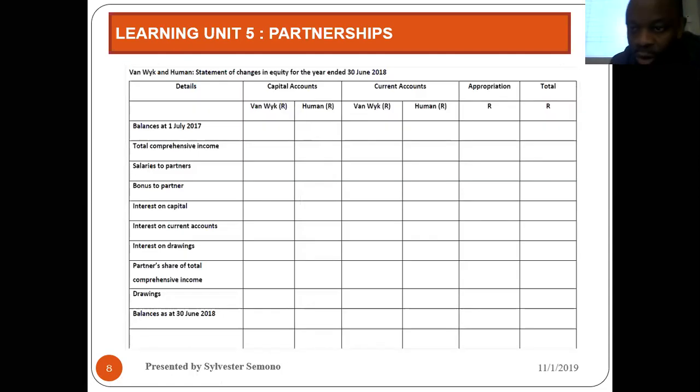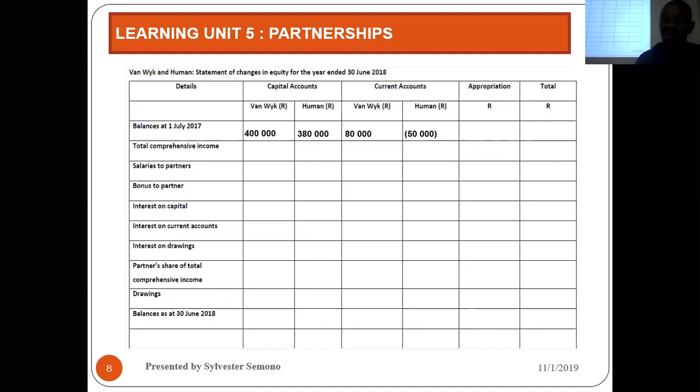This is the statement that I'm going to talk about. Same as what we did. As you can see here, nothing new is going to be calculated. We just have to know how to do it. The first thing that we need to do, we must put the balances at the beginning. Remember, if you go back to the list of balances, we've got the balance of the capital. It's given, copy and paste. So the balance of capital was 400 for Van Wyk, Human 380.